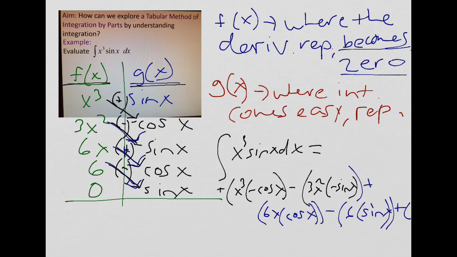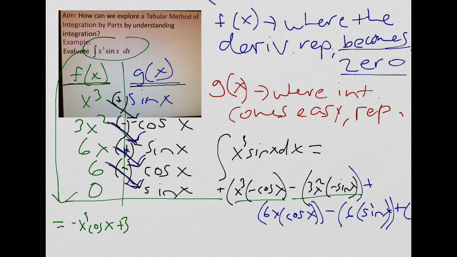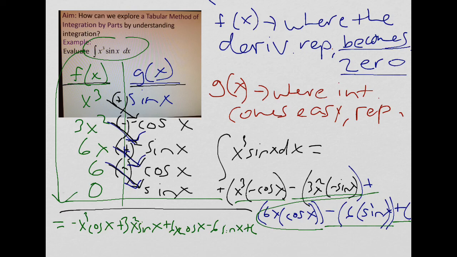So what does this all equal? Let's make it nice and neat. If we multiply this out, it becomes negative x cubed cosine of x plus 3x squared sine of x plus 6x cosine of x minus 6 sine of x plus c. So the reason we do this is to quickly get the answer, so we don't have to do integration by parts over and over and over again, as we probably would to get this answer.